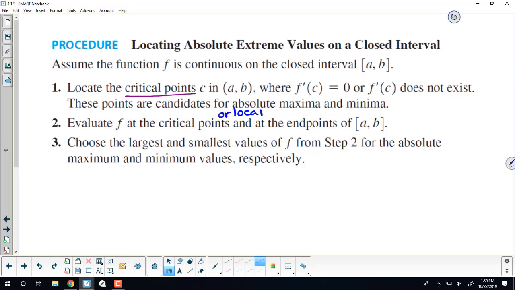All right, since the first step to locate an absolute max and absolute min is to find the critical points, we're gonna pause with this absolute stuff and look at how we locate critical points, and then we'll come back to an example or two of utilizing this procedure.